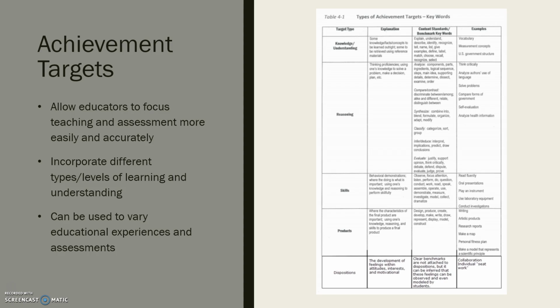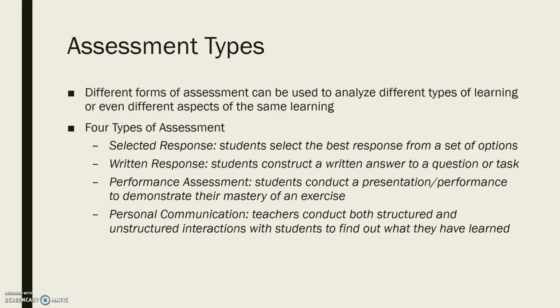Now, each of these target types lines up with certain content standard or benchmark keywords. For example, knowledge or understanding is usually lined up with explain, understand, describe, where something like skills might be aligned with observe, focus attention, listen, perform, do, etc. By using different target types within a certain content field, teachers can vary educational experiences and assessments for their students. With that in mind, let's talk about different assessment types.